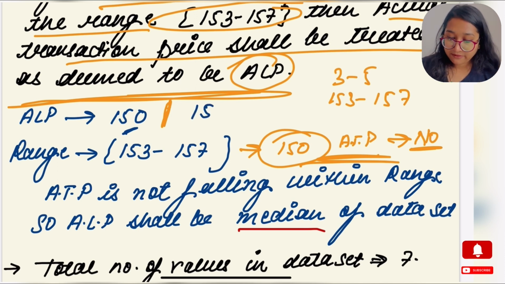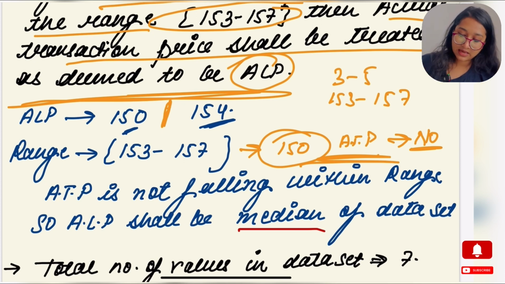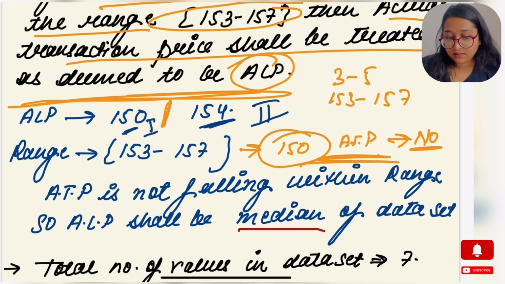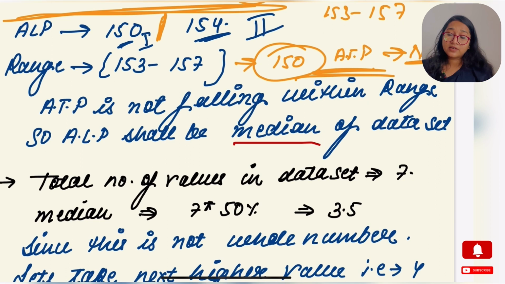Now what if my actual transactional price is 154? In this case, what are we going to take? Do you think that my actual transactional price is falling under the range from 153 to 157? Yes, because my range is starting from 153 and ending at 157 and my actual transaction price is 154. So my arm length price would be 154, which is the actual transactional price, as it is falling under this range. Got it? For case second, this condition is fulfilled, right? The range is satisfied. But what about case first?